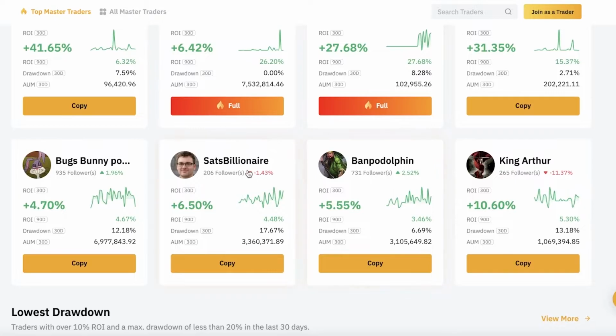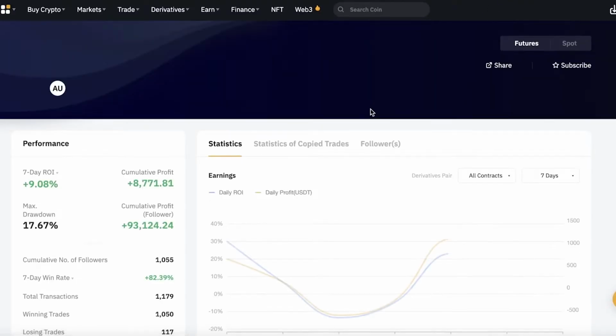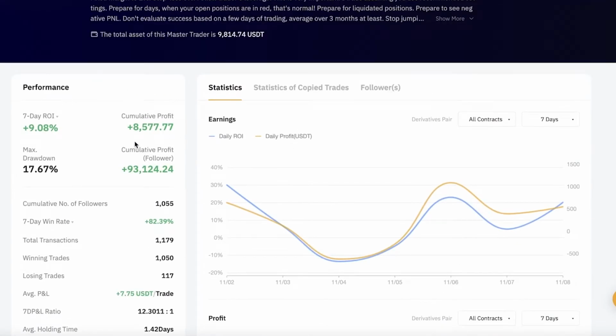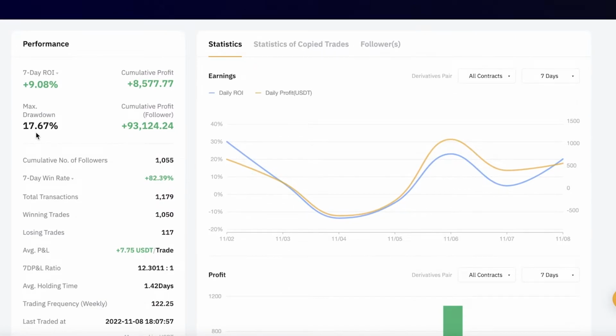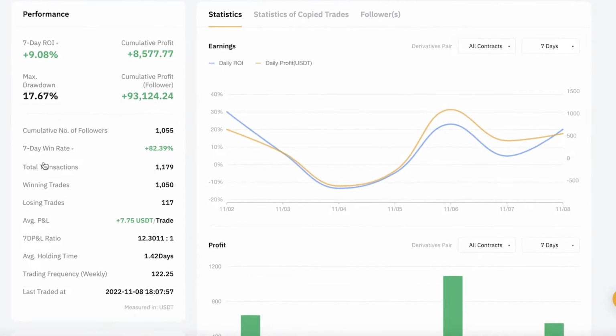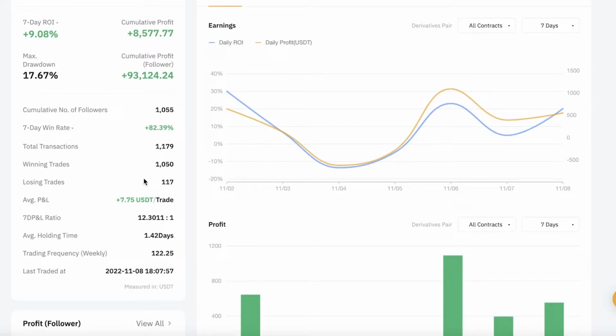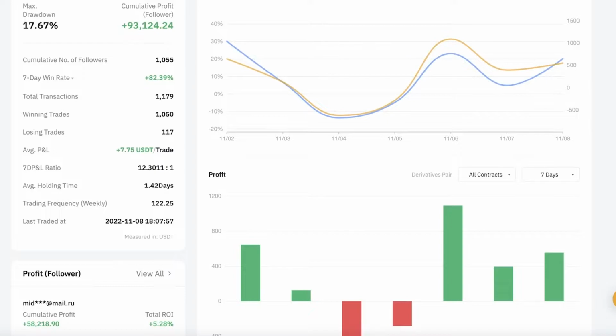So let's see, I go on ahead and I open up some other traders. You can see I have this other trader over here, and they have a 7-day ROI of over 9%. They have a max drawdown of 17%. Their 7-day win rate is 82%. You need to keep in mind their winning trade to losing trade ratio. They have over 1,000 winning trades and over 117 losing trades. So make sure to compare that.